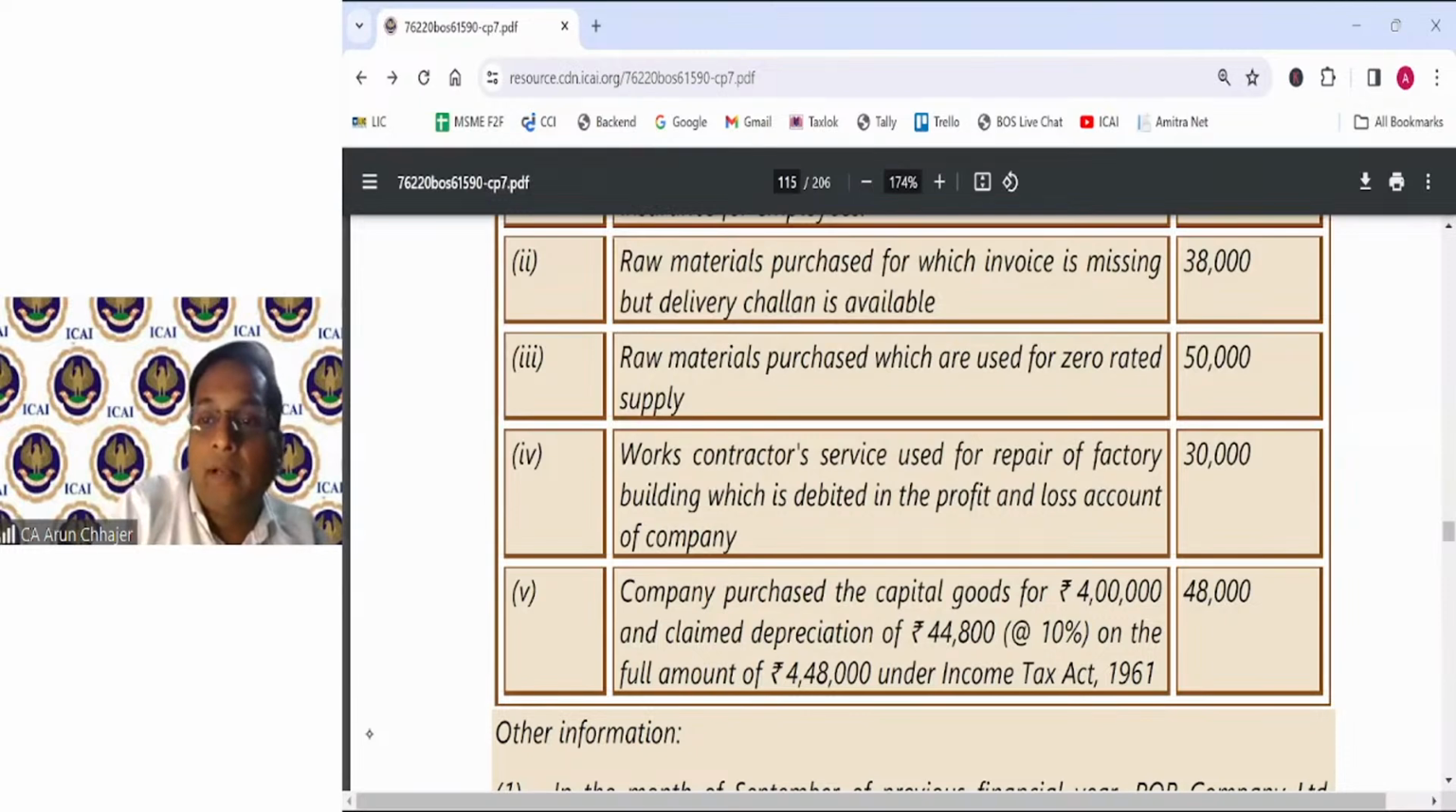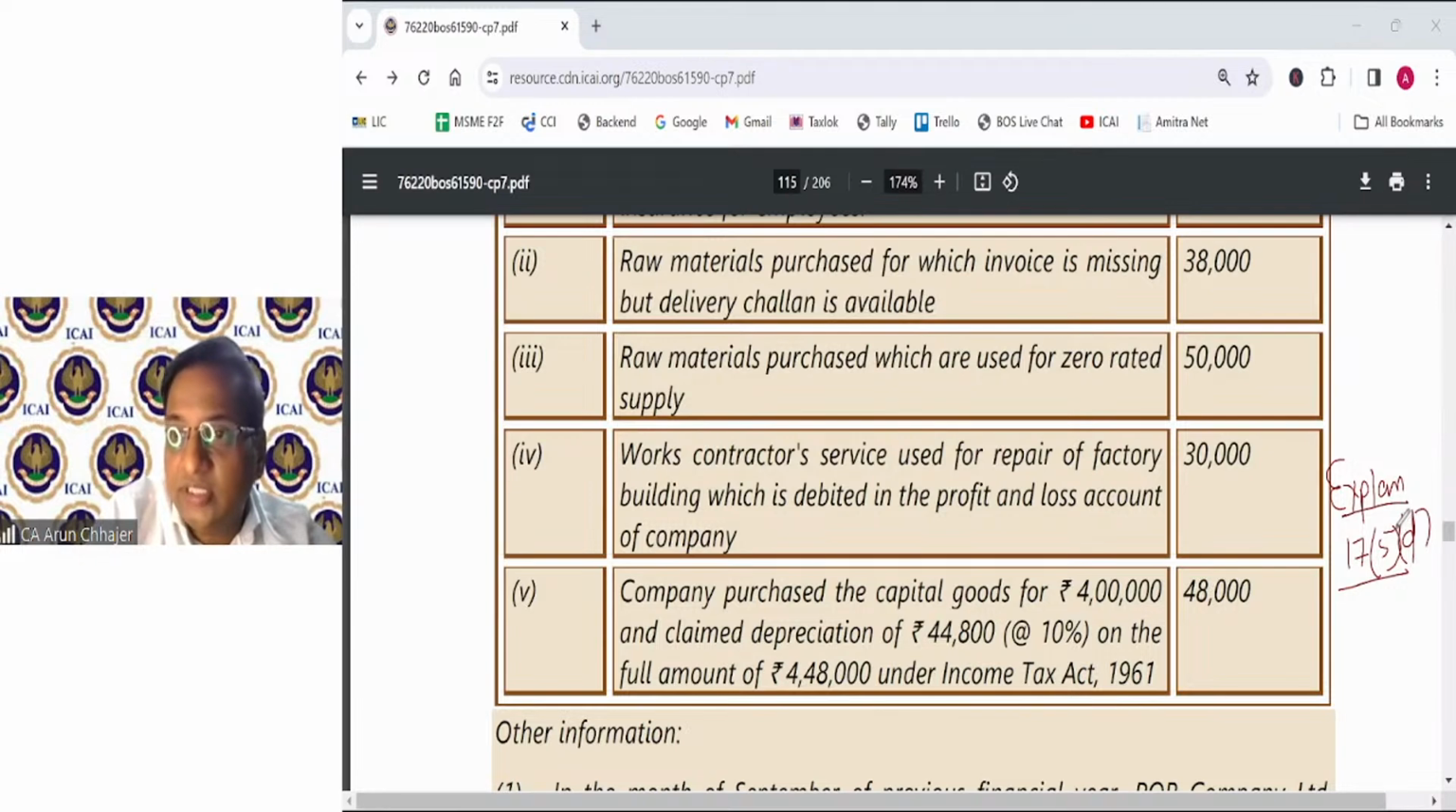If you remember the explanation to clause (d) of section 17(5), it says that construction of immovable property means to the extent of capitalization. Because it is debited to the P&L, it means it is not capitalized. So therefore, ITC is allowed.